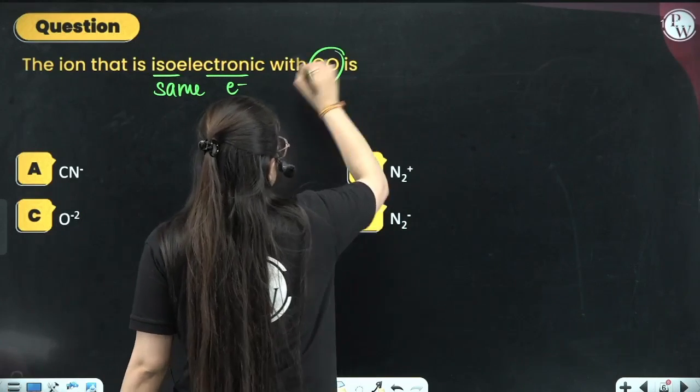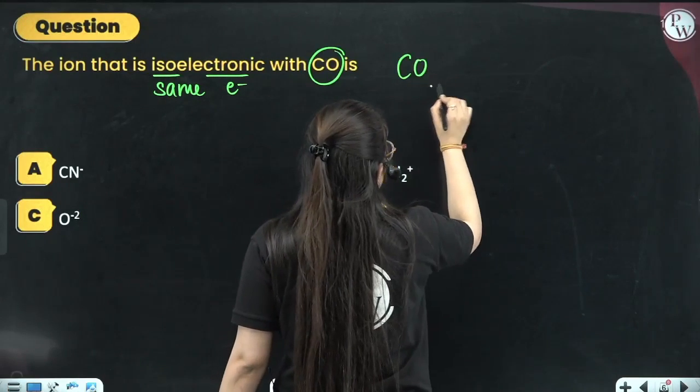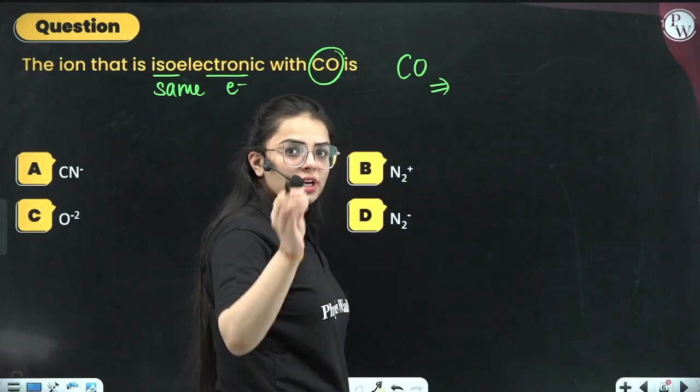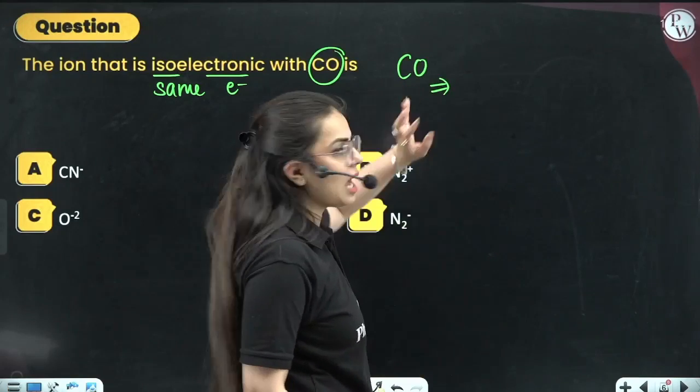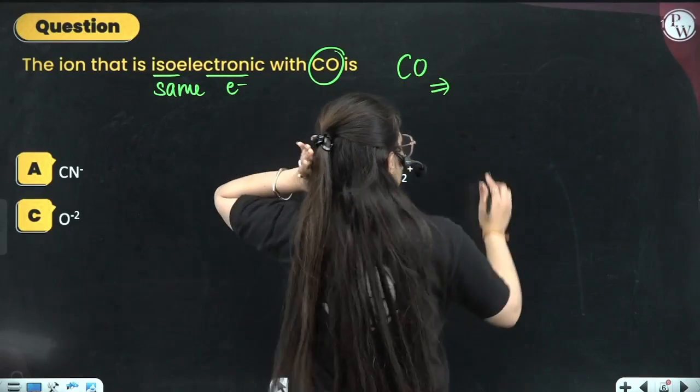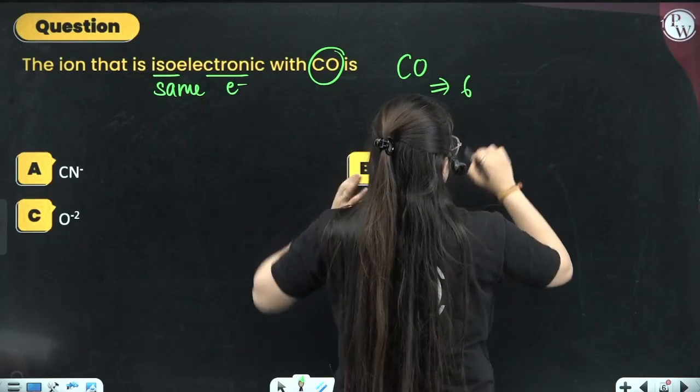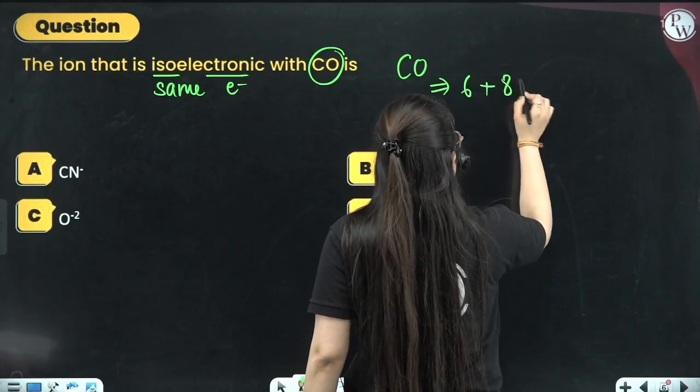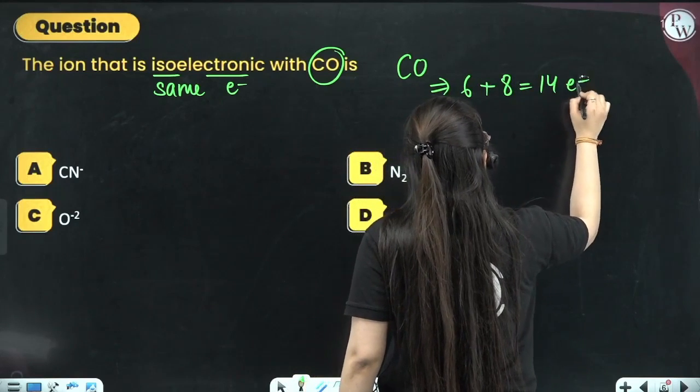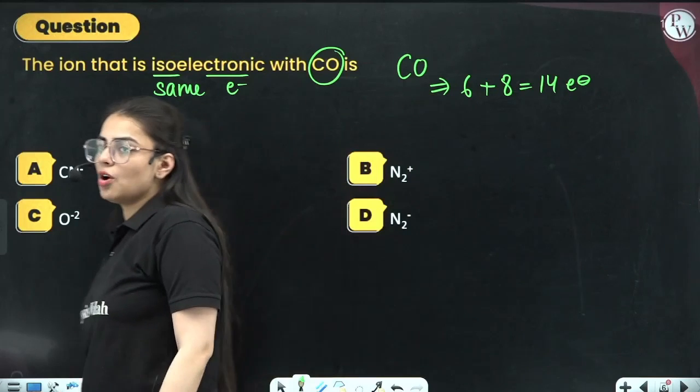First of all, for the case of CO, we will calculate. They are neutral species, so their atomic number is equivalent to the number of electrons. For carbon, what is the atomic number of carbon, students? Yes, 6. Plus, what is the atomic number of oxygen? 8. So it comes out to be 14 electrons. Now let us see all the options over here.